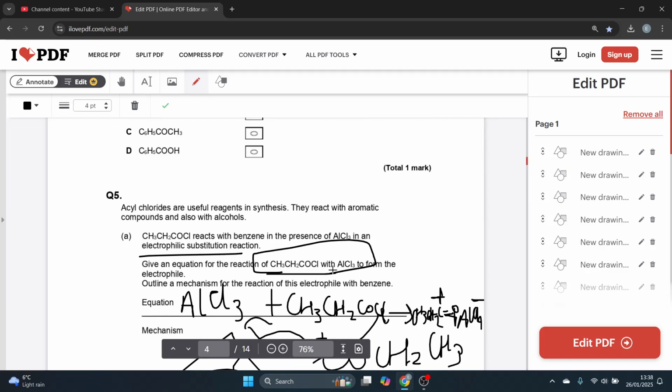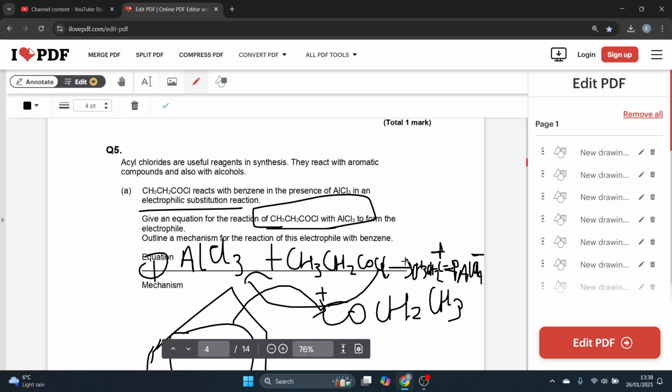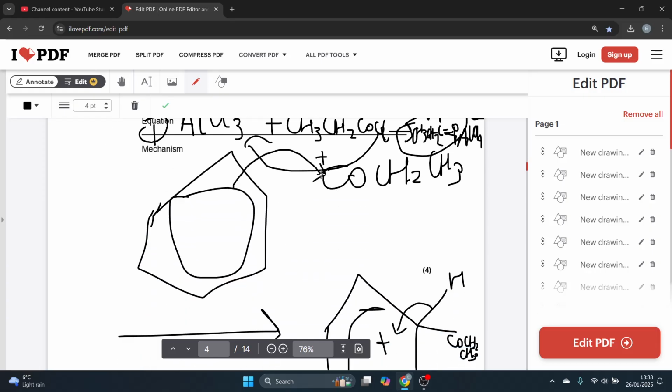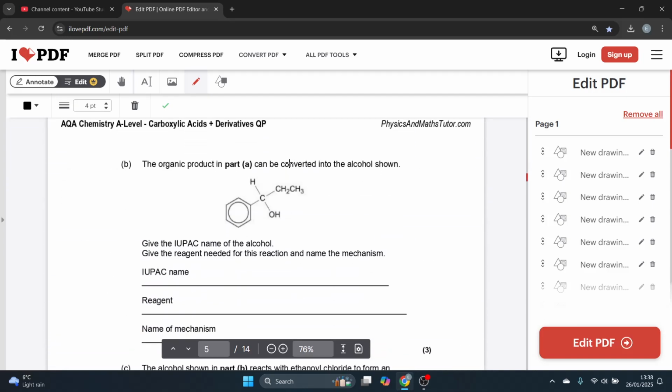How many marks is that? 4 marks. Obviously that's probably going to be 1, and then the remaining 3. That's a lot of marks. But it's a basic mechanism. Obviously this is a bit complicated because you've got unusual structures, and you need part A really to understand what you're forming, and then reacting with the electrophile. The ring of electrons goes to the carbon with positive charge, and the H is removed there. That's it.